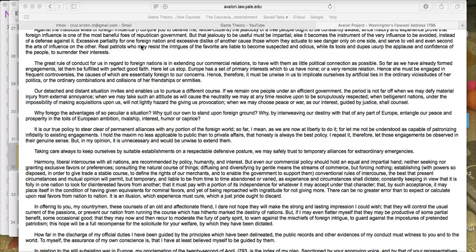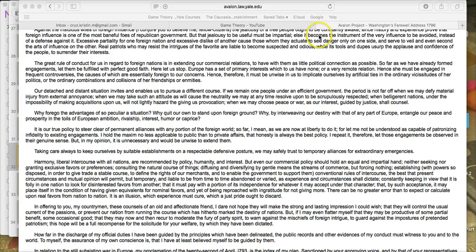Here let us stop. So in other words, let us keep our word if we have made an agreement so far, but let us not make any more. He says Europe has a set of primary interests which to us have none, or a very remote relation. Hence, she, being Europe, must be engaged in frequent controversies, the causes of which are essentially foreign to our concerns.